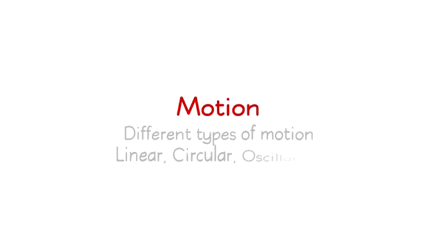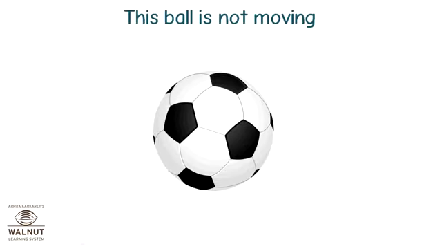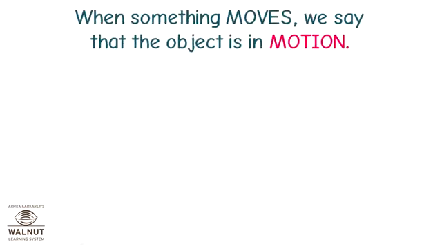Motion. Different types of motion: linear, circular, oscillatory, random, periodic. This ball is not moving. If you give it a light kick, it starts moving. When something moves, we say that the object is in motion.